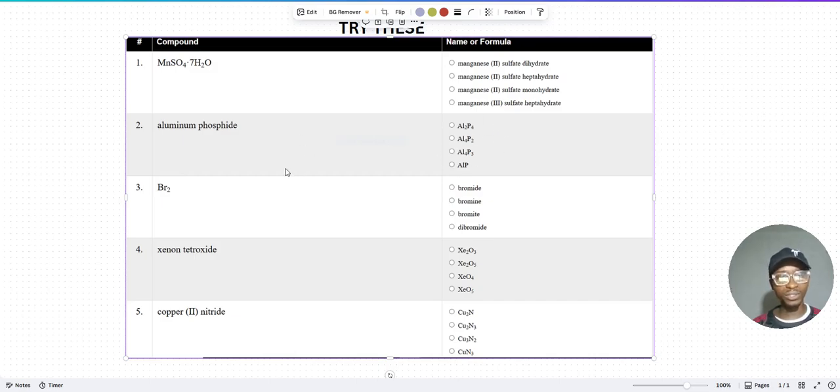You have the options. Then Br2, this is just bromine gas. So you have the options. Xenon tetrahydride, the formula, you have the options as well. And copper(II) nitride, you also have the options.